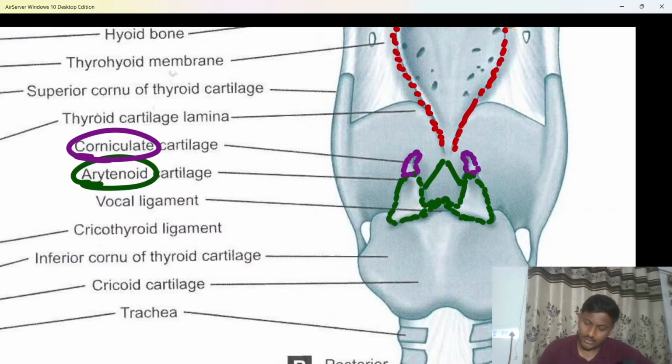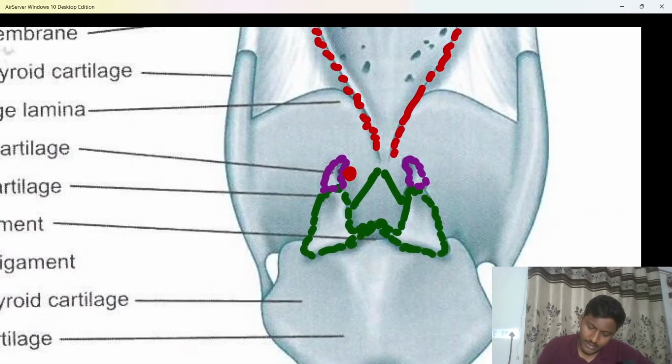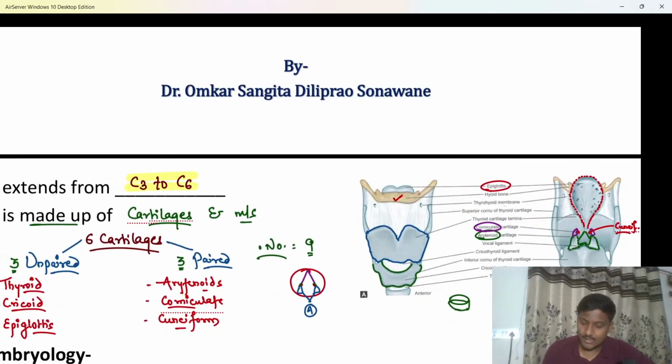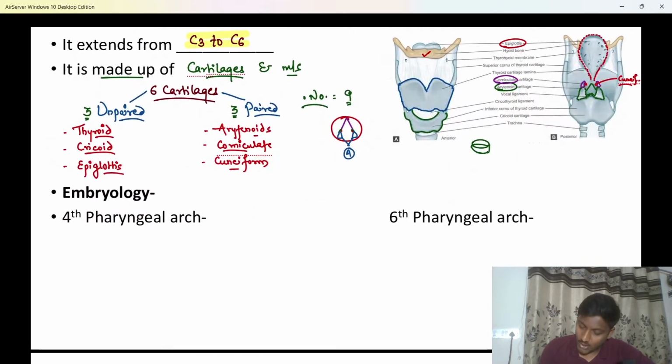These are corniculate cartilages. And just beside these corniculate cartilages, these two small rice grain like cartilages will be called as your cuneiform cartilages beta. ये जो red वाले निकाले, these are nothing else but your cuneiform cartilages. Okay, so please remember that these are all the cartilages of the larynx, and this is the structure of larynx. Previous year question was, all of the following are paired cartilages of larynx except, and the options were arytenoids, corniculate, cuneiform, and epiglottis. And obviously the answer is very clear. It is epiglottis beta, which is an unpaired cartilage of the larynx.